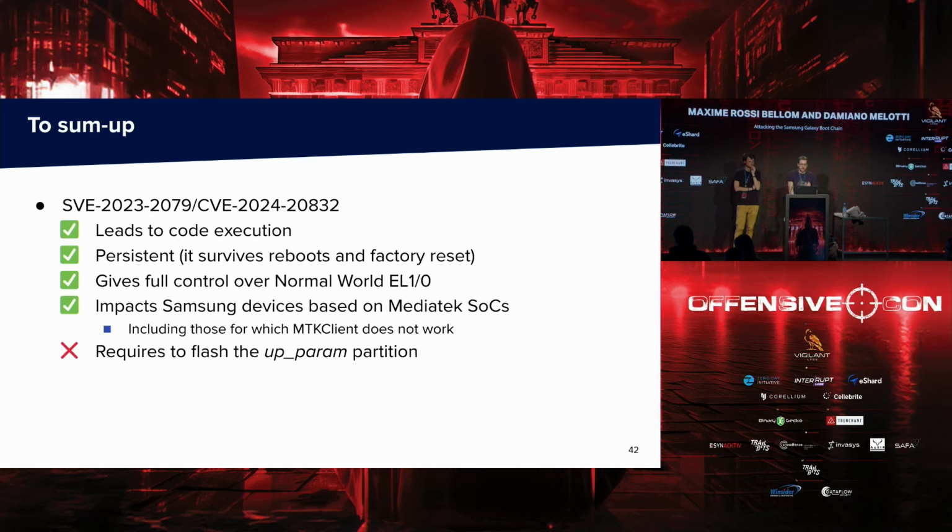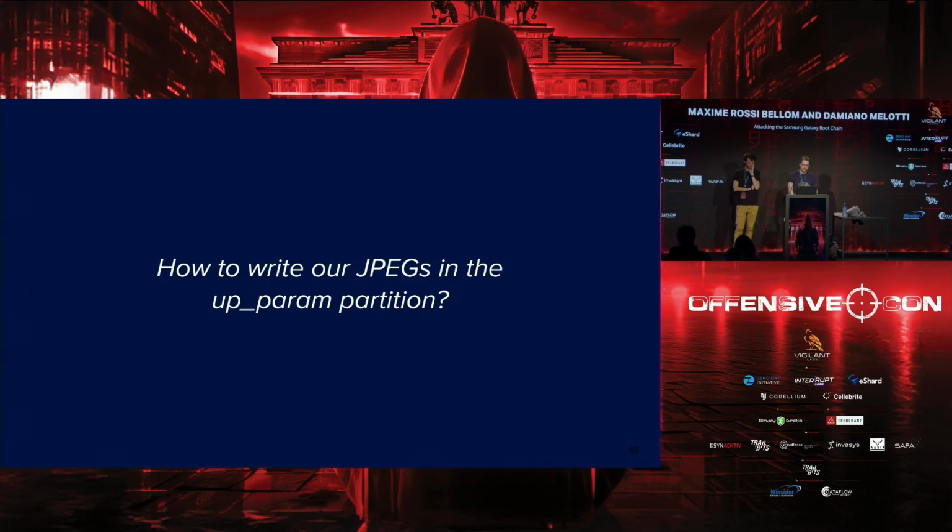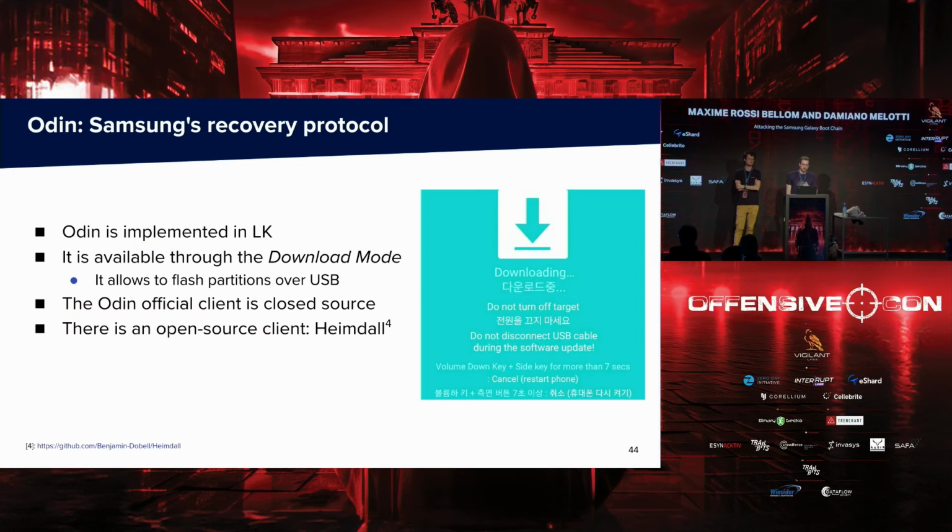So the problem we have now is that we need a way to flash this partition, the one containing the JPEG, and not rely on already having privileges. The way we did it is to look first at the Odin recovery protocol that is implemented by Samsung in little kernel. It actually allows flashing partitions over USB. There is an official client that is closed source, but there is also an open source one that is very handy called Heimdall, and it's the one that we used in most of our proofs of concept.